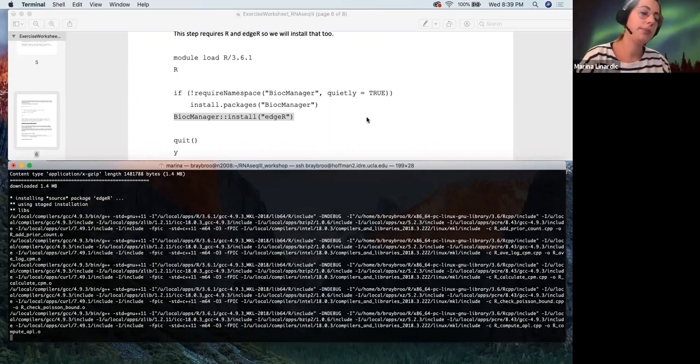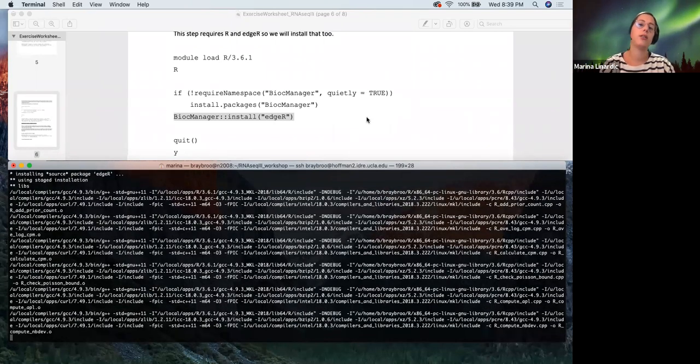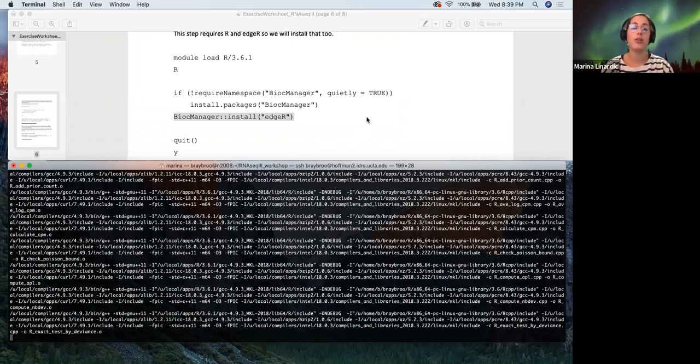So for EdgeR and DESeq2, those are kind of like the two most popular gene expression software tools that are used. You can use both of them. You can use one and then the other.